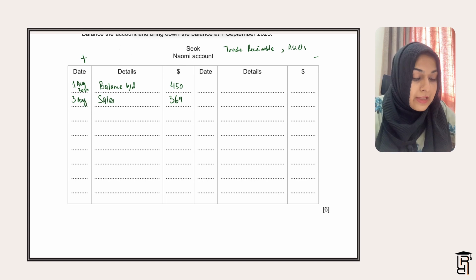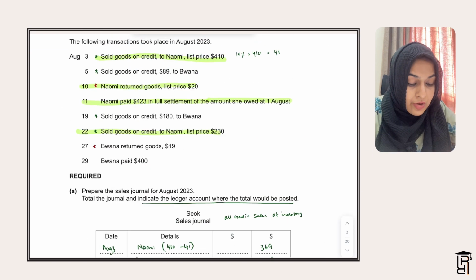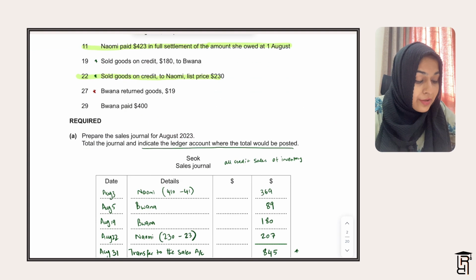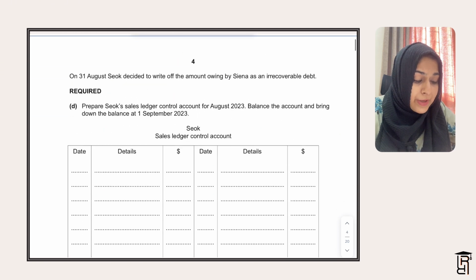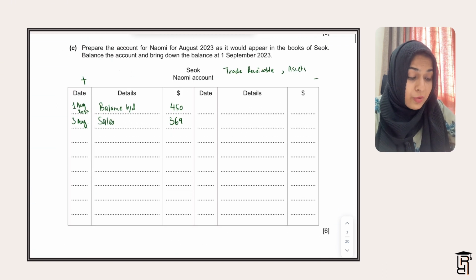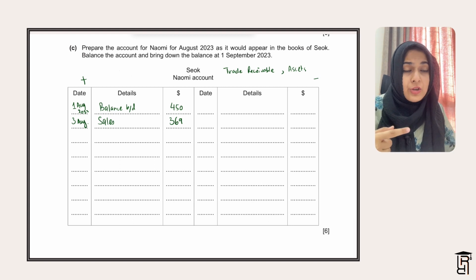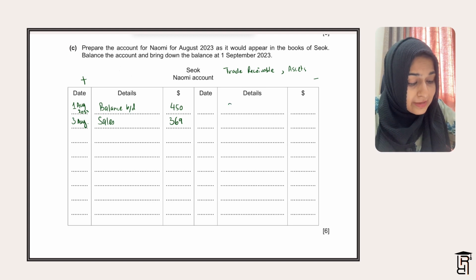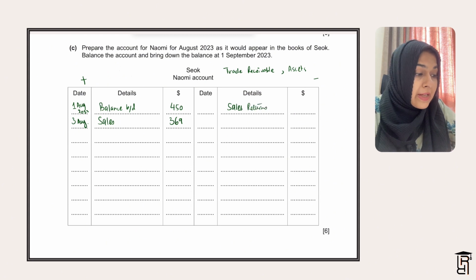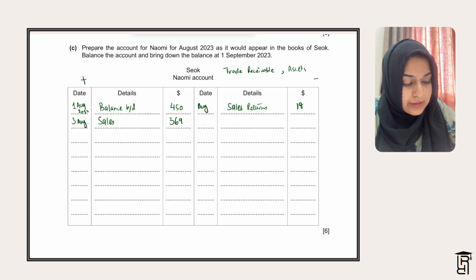And this will be 3rd August. Then Naomi is returning us goods on August 10, so you need to record this on the credit side of this account, because when Naomi returns us some goods, the sales returns account will be debited and Naomi's account will be credited. Also, what she owes us will reduce when she returns goods to us. So I record this on the credit side. I write here sales returns, 20 minus 2, that is $18, and this will be August 10.